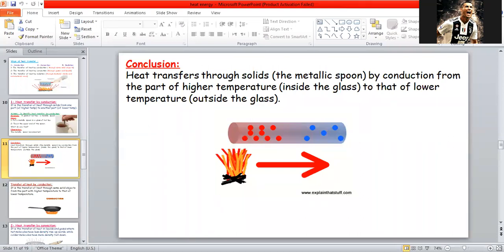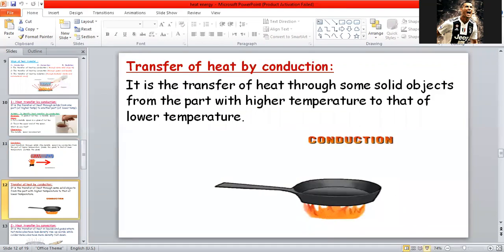Now we'll talk about the transfer of heat by conduction. What does it mean by the transfer of heat by conduction? Like this: if you touch a hot pan, the heat transfers from the higher temperature part to the lower temperature part. So if you touch the handle of the pan, the heat transfers from the higher temperature to the lower temperature.